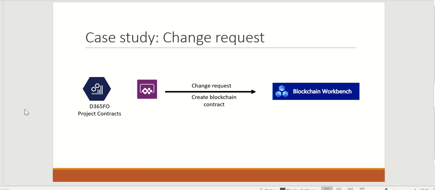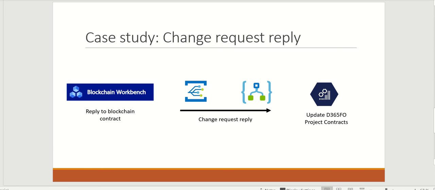Once the contract is created, the other party can reply to this contract, and when the reply is done, this event is going to be caught by the Event Grid through a Logic App that at the end will update the Dynamics 365 project contract.